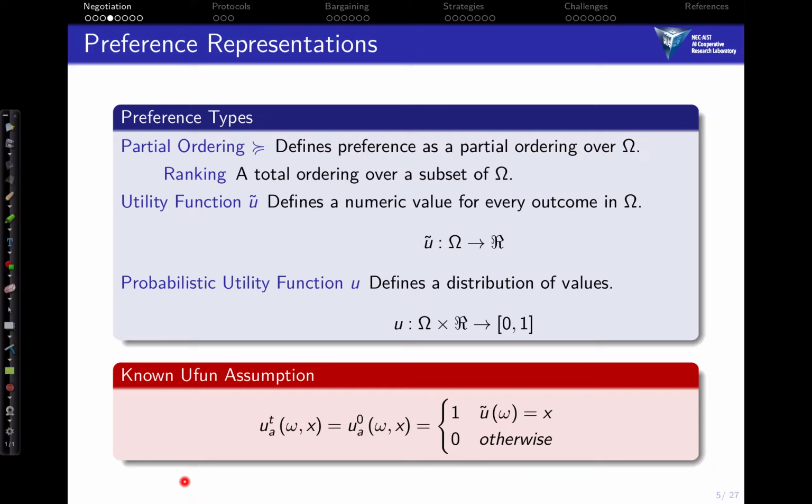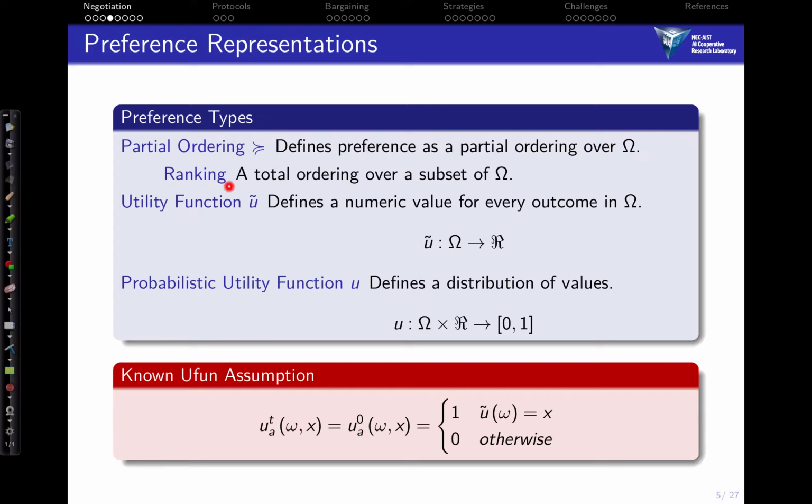The first thing we need to understand is how to represent preferences. And there are many representations of preferences for negotiation. The simplest one is partial ordering, which is usually represented by this greater than symbol. When we say that there's a partial ordering over some outcome space, we say that if we have any two outcomes, we can define which of them is greater than or equal to the other.